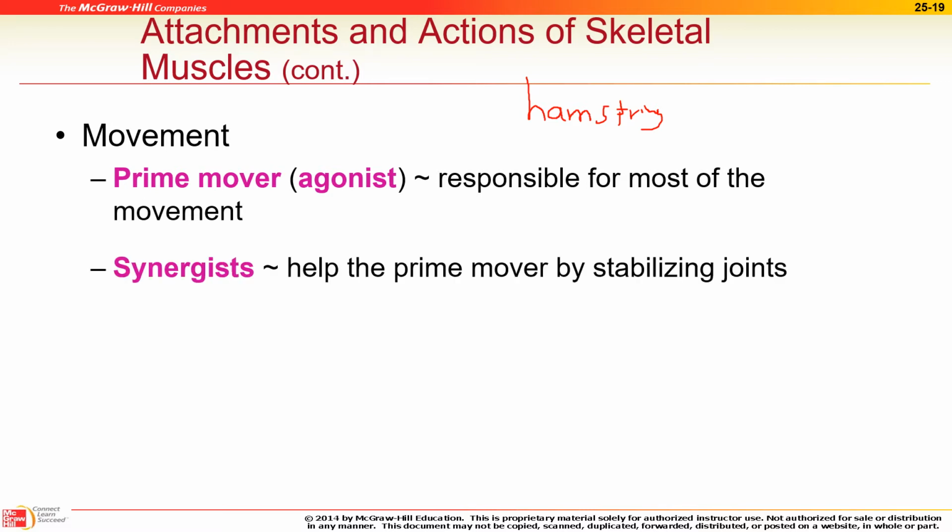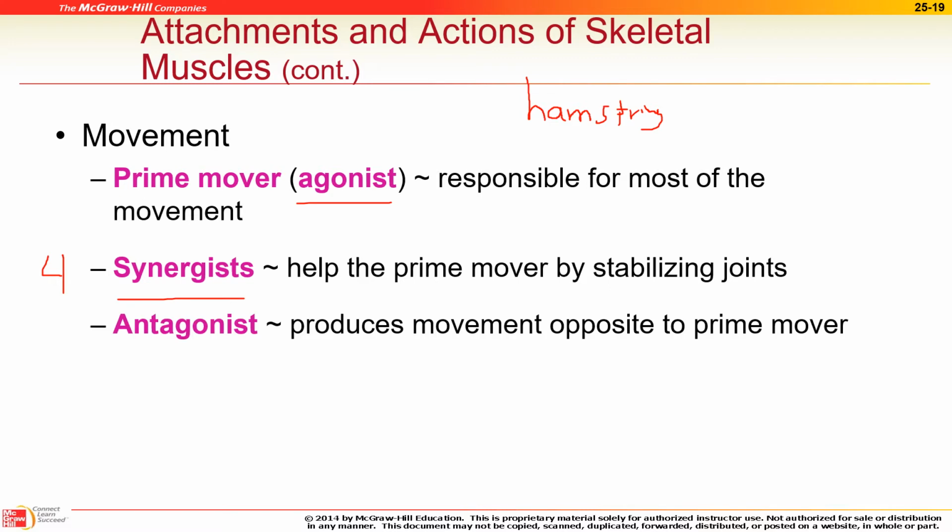The main muscle that moves is the agonist. So in your quad, how many muscles are working together? Four, right? Quadriceps. They're working together. And then the opposite of your quads are your hammies, your hamstrings.